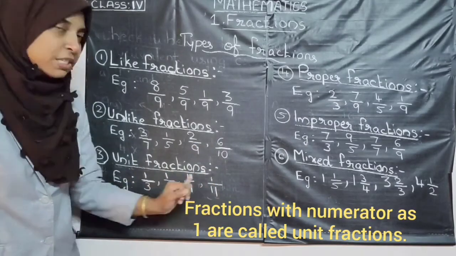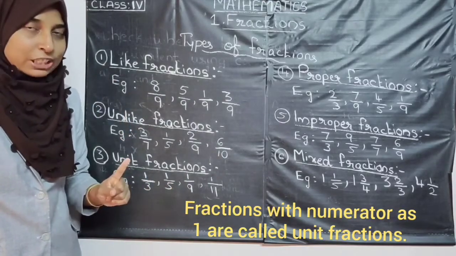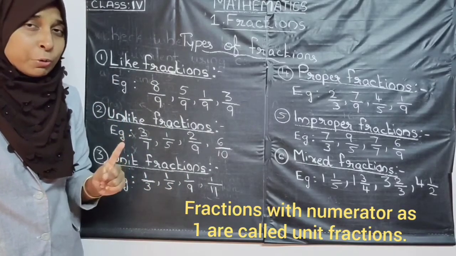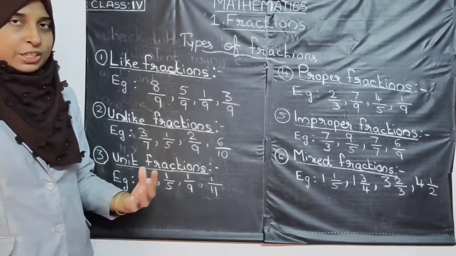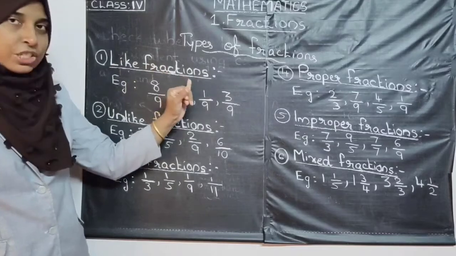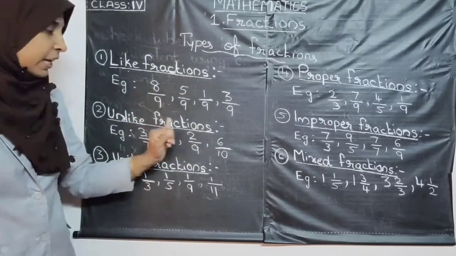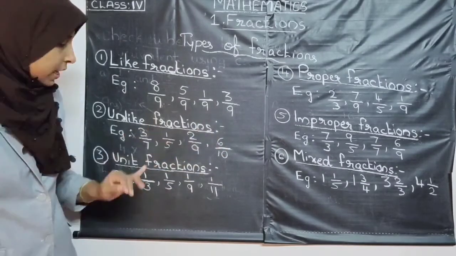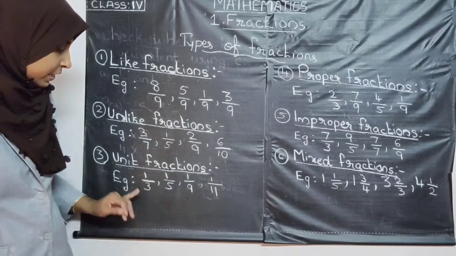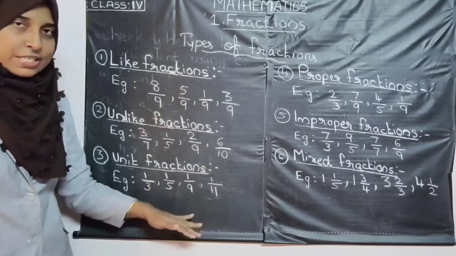So for all these fractions, the numerator is 1. The fractions with the numerator as 1 are called unit fractions. Understood? Like fractions are fractions with the same denominator. Unlike fractions are fractions with different denominators. And unit fractions are fractions with a numerator of 1. Okay, understood the first three.